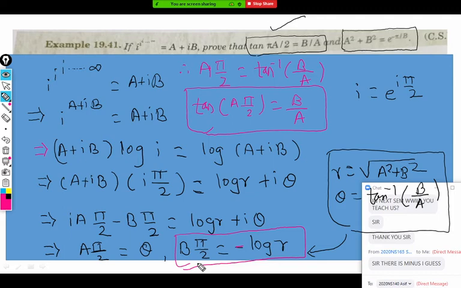Sir, what about the negative sign? If we take anti-log, then the negative sign is e raised to minus pi b by 2, na? E raised to minus pi b. So this minus we take on this side.